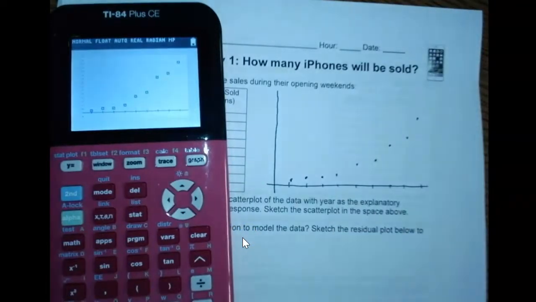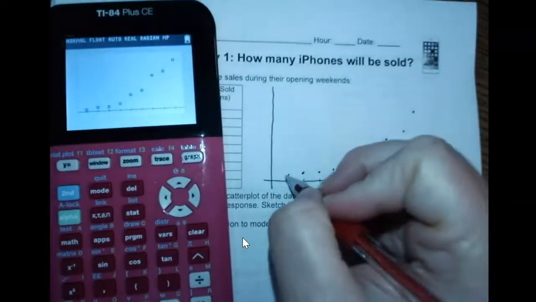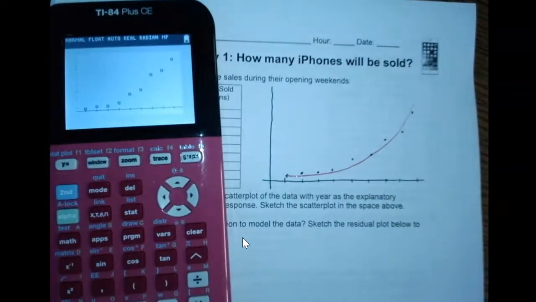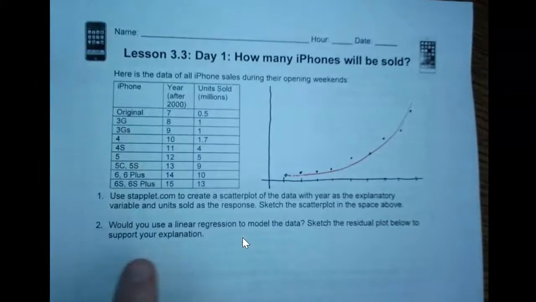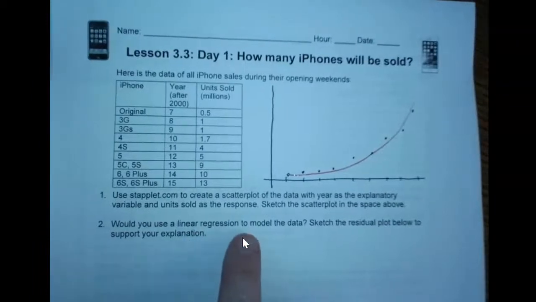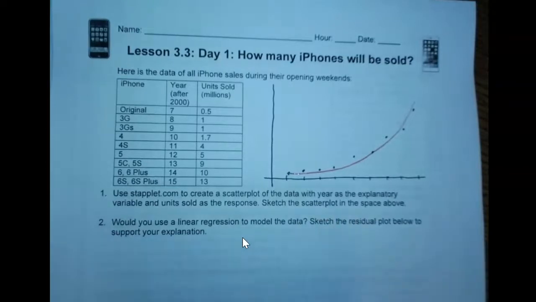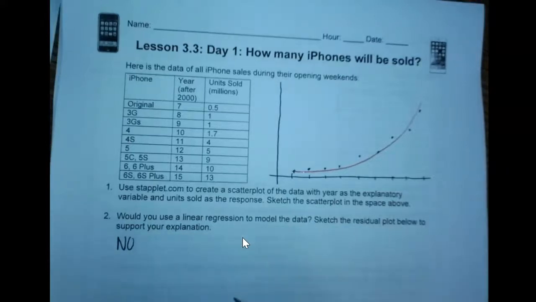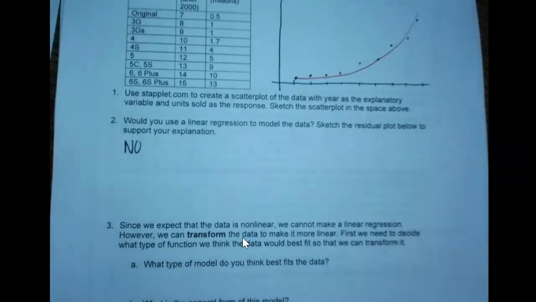So we talked about this the other day, how this was very clearly not linear. We've got a very strong curve going on here. Okay, so what can we do about that? So we can transform our data to make it more linear. So the other day we talked about, is this a linear regression model? And we said no, it wasn't. But I want you to use a residual plot to support your explanation. So we can cheat and we can make a residual plot on our calculator. So we know it's not, and we're going to support this with some more words and the residual plot.